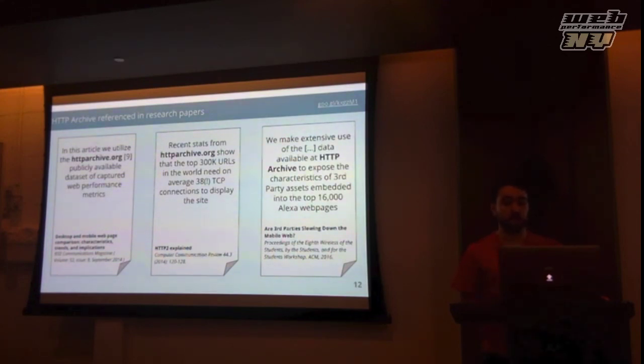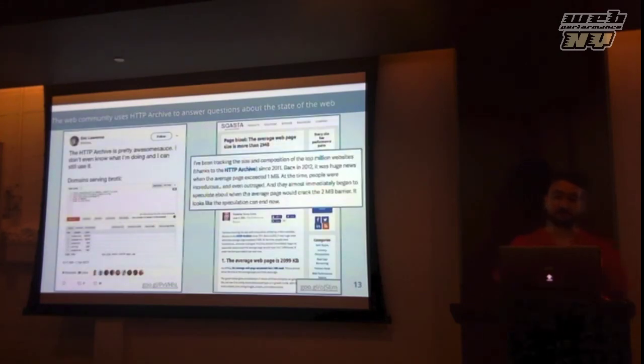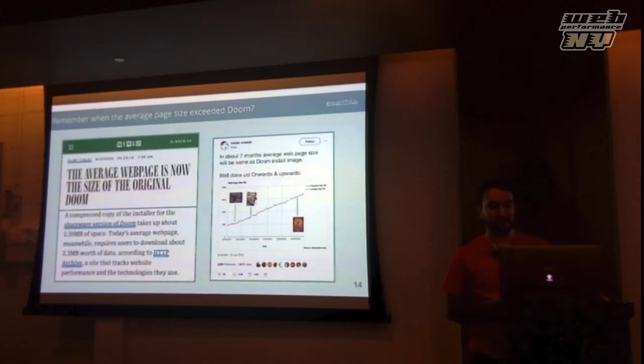The community uses HTTP Archive to answer questions about the state of the web. Eric Lawrence wanted to find out more about the Brotli compression algorithm and its proliferation on the web. Sammy Everts, when she was with SOASTA 2 years ago, noted that the average web page was exceeding 2 megabytes, and we'll see that record has been broken recently. This was big news at the time when this happened last year.